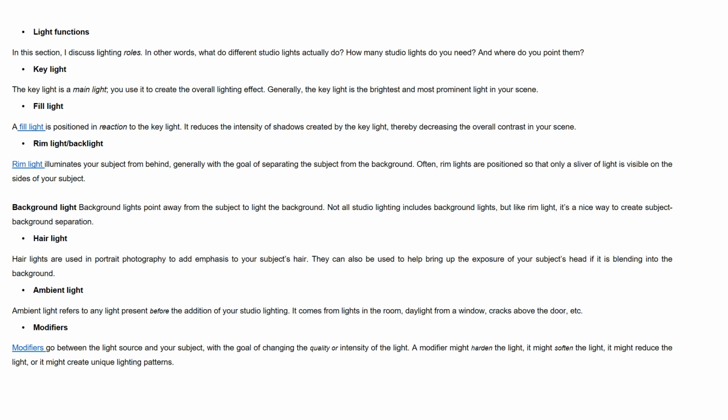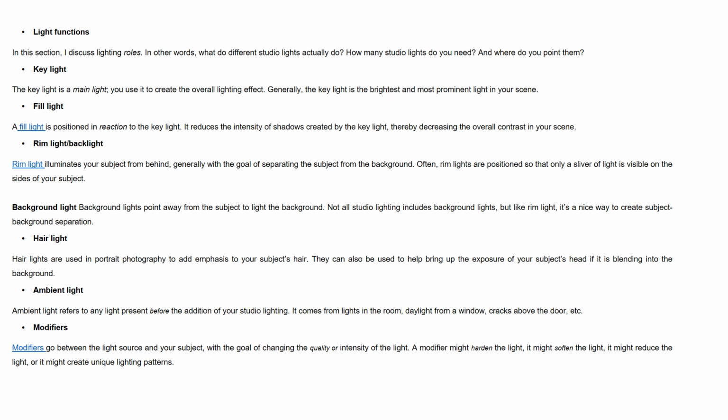Hair light. Hair lights are used in portrait photography to add emphasis to your subject's hair. They can also be used to help bring up the exposure of your subject's head if it is blending into the background. Ambient light. Ambient light refers to any light present before the addition of your studio lighting. It comes from lights in the room, daylight from a window, cracks above the door, etc.